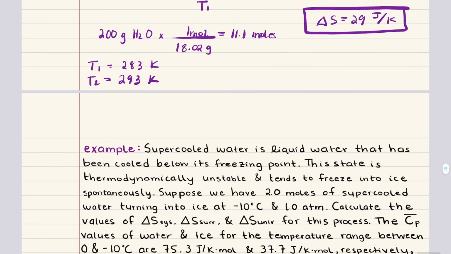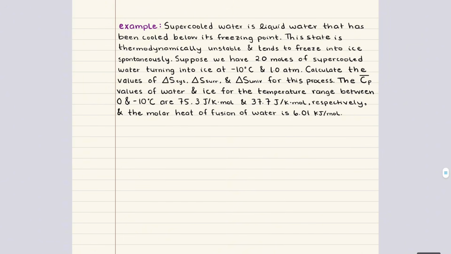Let's tackle one more. This problem says supercooled water is liquid water that has been cooled below its normal freezing point. This state is thermodynamically unstable and it tends to freeze into ice spontaneously. Suppose we have 2 moles of supercooled water turning into ice at negative 10 degrees Celsius and 1 atmosphere. Calculate the values of delta S system, delta S surroundings, and delta S universe for this process.